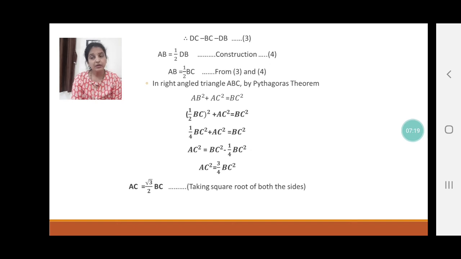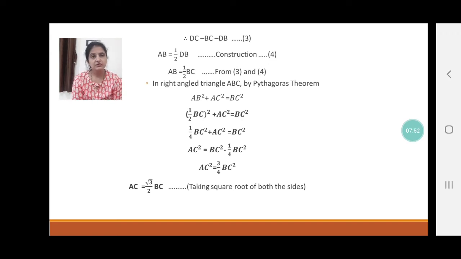Now AB is equal to AD. So here AB will be equal to half of DB, right? Now DB is equal to BC, so I can write AB is equal to half of BC. So this is the first proof of our theorem. Now for the second proof, we have to go to the right angle triangle. The right angle triangle over here is triangle ACB.